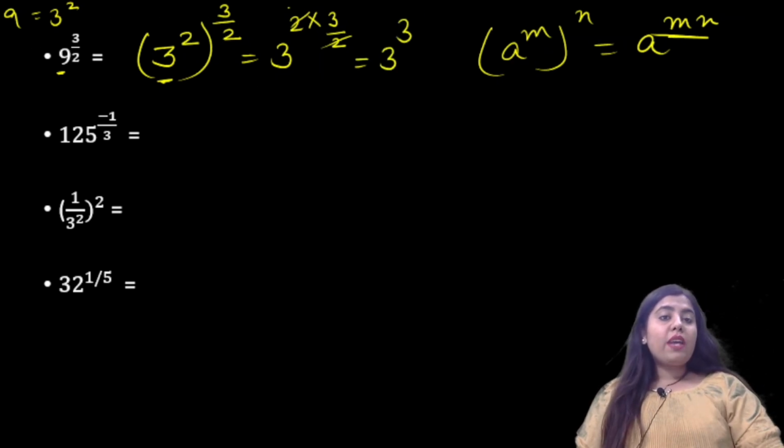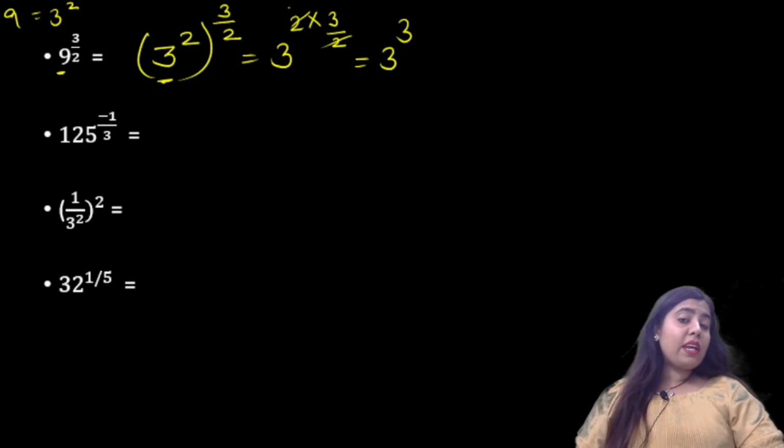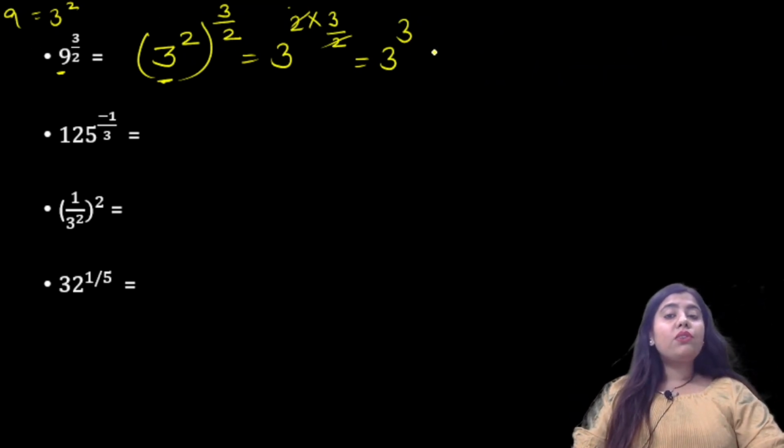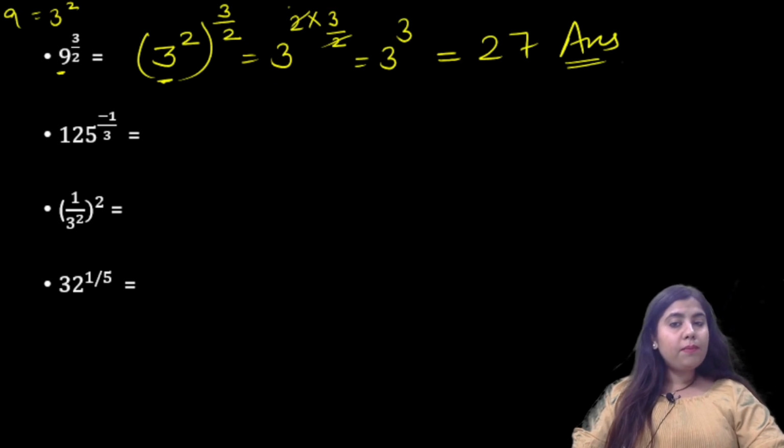Now if we have to put the answer in powers only, then 3 raised to the power 3 is the answer. And if we have to simplify it, then 3 raised to the power 3 is 3 into 3 is 9, 9 into 3 is 27. So 27 is the answer. Clear? Now next one, 125 raised to the power 1 by 3.